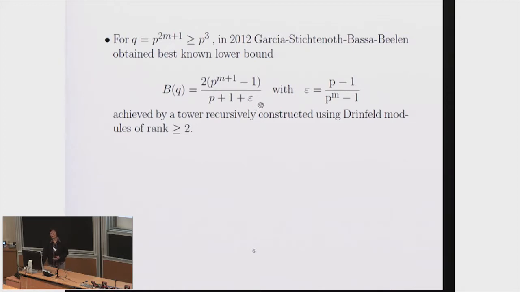I should say that when n is equal to 1, namely q equal to p cubed, this is the same as the Zink bound. But otherwise, this is better than their previous bound. So this is indeed the best known lower bound. And they also constructed explicit asymptotically optimal towers using Drinfeld modules of rank at least 2.